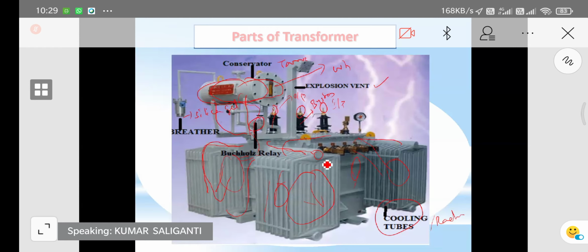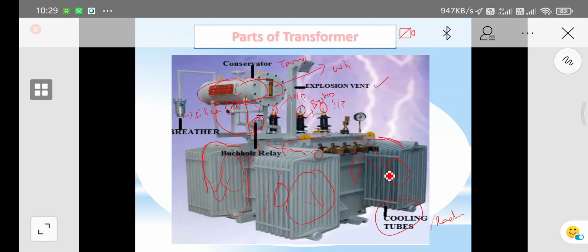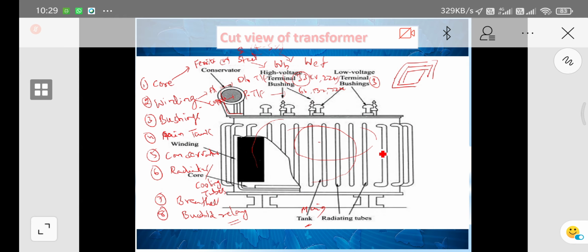The circulation of the oil may either be natural or forced. In natural circulation, when the temperature of the oil rises, the hot oil naturally rises to the top and the cold oil sinks downward, so the oil naturally circulates through the tubes here. In forced circulation, an external pump is used to circulate the oil. So simply I can say that the cooling tubes are used to cool the transformer oil.